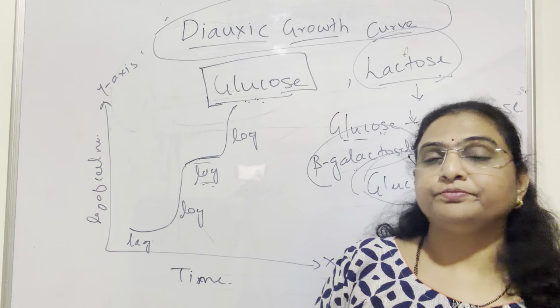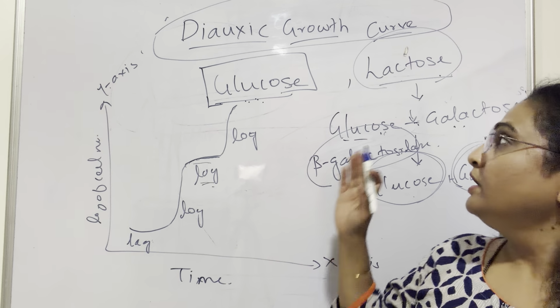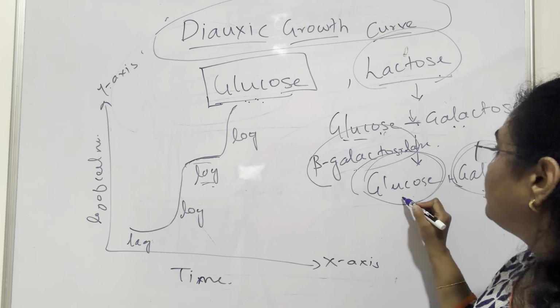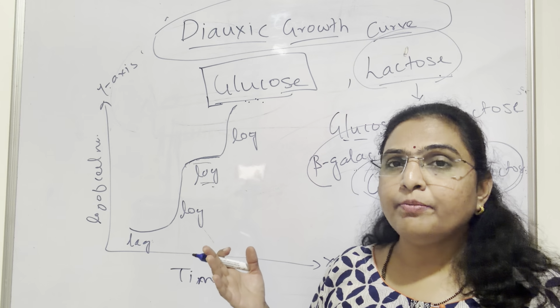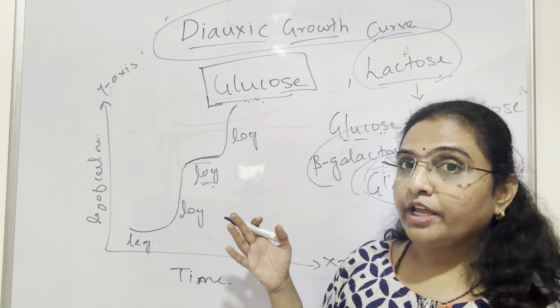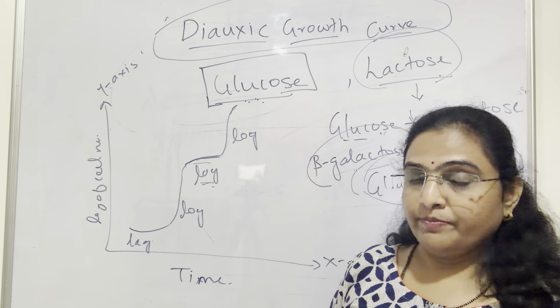Are you getting me? Okay, now beta galactosidase has been synthesized. Now it is going to break down the bond between the glucose and galactose. Now glucose is available. That's why the glucose is now going to be utilized by the cells. Okay, and again they will enter the log phase.